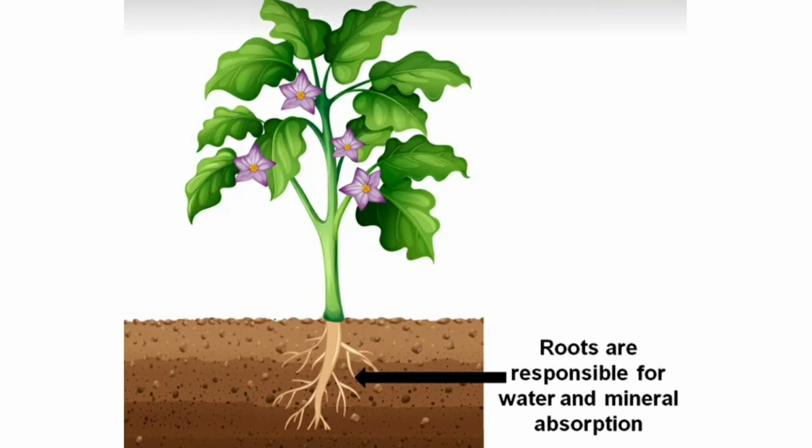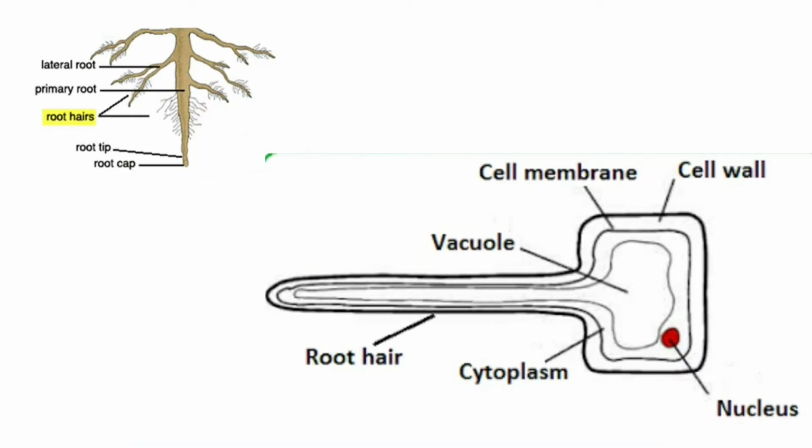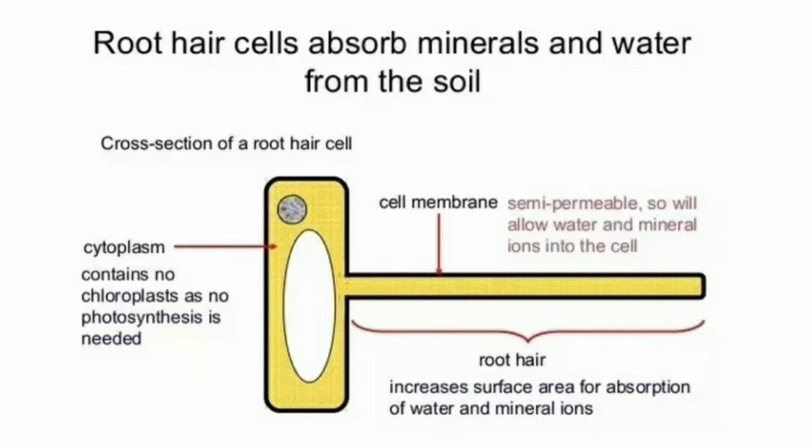Now we will try to understand the absorption of water and minerals. Plants absorb water and minerals from the soil, and this is done by the roots. The roots have root hairs. Root hair cells are unicellular, thin-walled outgrowths of the epidermis. Epidermis is the outermost layer of the root. So the epidermis extends outward and it forms root hairs. They increase the surface area for absorption of water and nutrients from the soil.